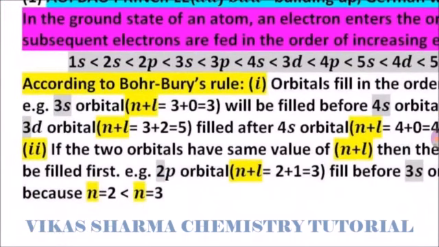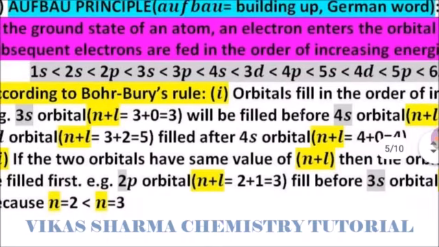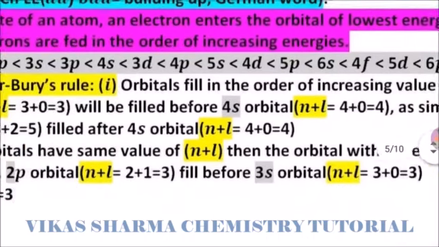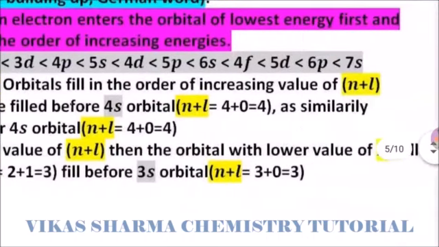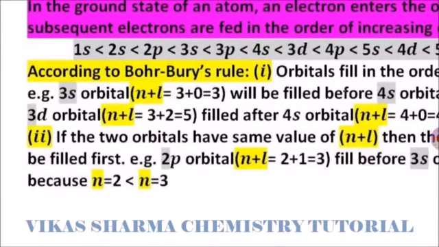So for example, the 3s orbital: n plus L, where 3 is the principal quantum number, and L belongs to the azimuthal quantum number, for s orbital it is 0, so 3 plus 0 is equal to 3. So the 3s orbital will be filled before the 4s orbital, because for 4s, n plus L is equal to 4 plus 0, meaning 4. So the 3s orbital is filled before the 4s orbital. Similarly for the 3d orbital, according to the n plus L formula, 3 plus d means 3 is the principal quantum number, d is designated by 2, L is 2, so 3 plus 2 is equal to 5.